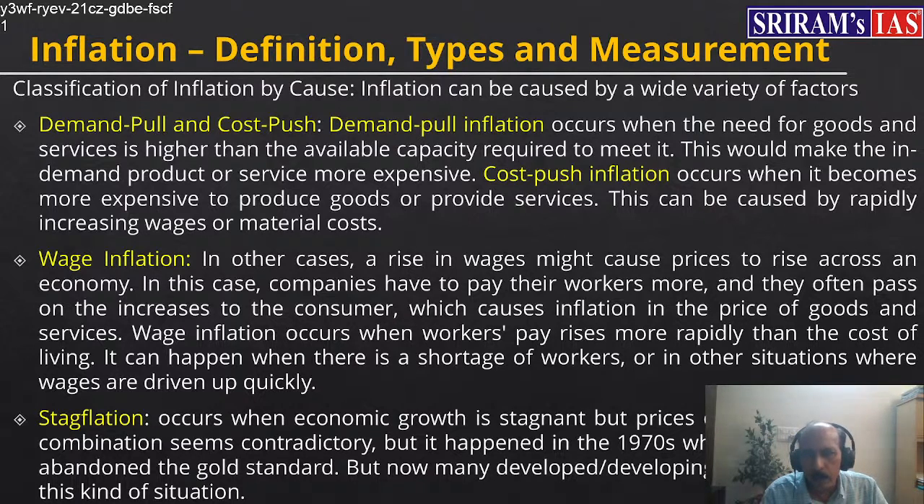Demand pull inflation occurs when the price of goods and services rises mainly on account of an increase in demand vis-a-vis increase in supply. If demand is rising faster than the increase in supply, inflation may occur. And if inflation has occurred mainly because of an increase in demand, this is called demand pull inflation.